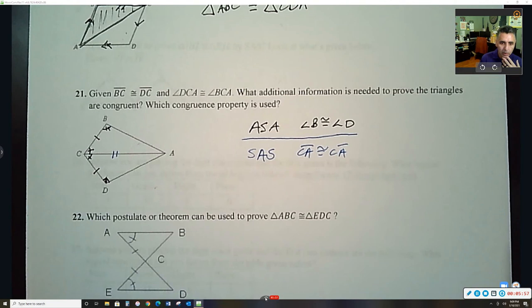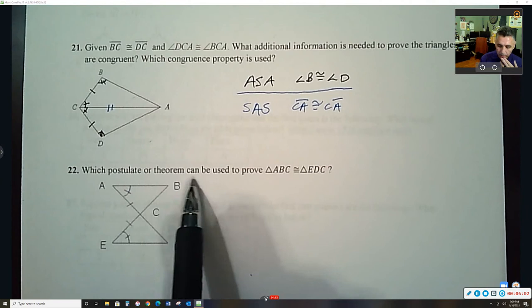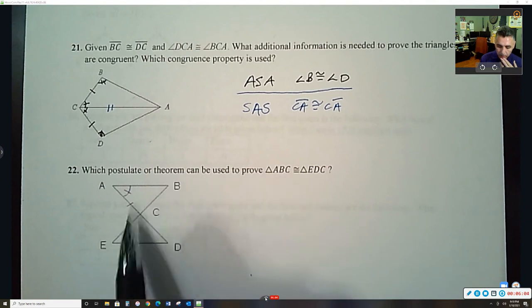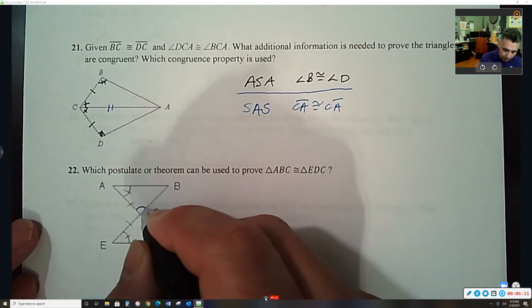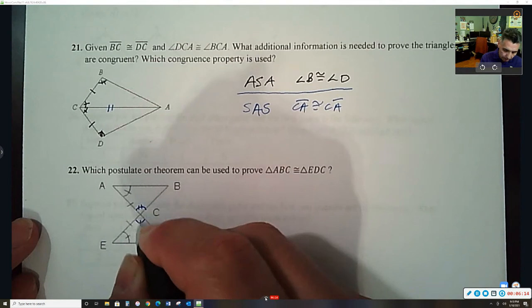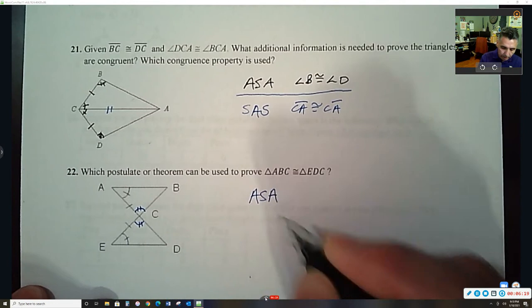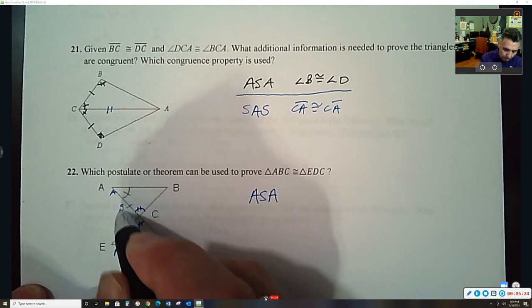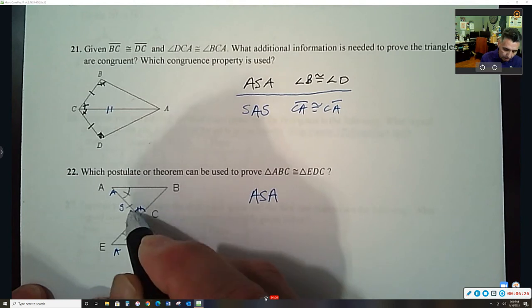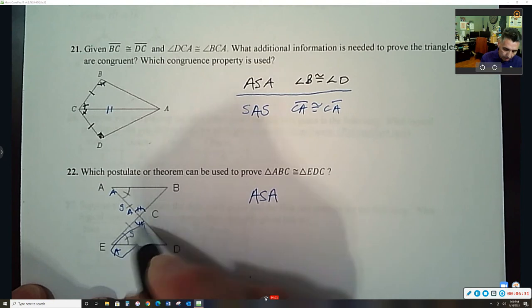Let's move on to 22. Again, 22 is similar to 21. Which postulate or theorem can be used to prove these two triangles congruent? Remember, whenever you see vertical angles, go ahead and just mark that in. Here's vertical angles. This angle is vertical to this angle. And then you can say, I know these triangles are congruent by angle side angle because I have this angle congruent to this angle, this side mark tells me it's congruent to that side mark, and then you have that angle congruent to that angle. So that's angle side angle on both sides.